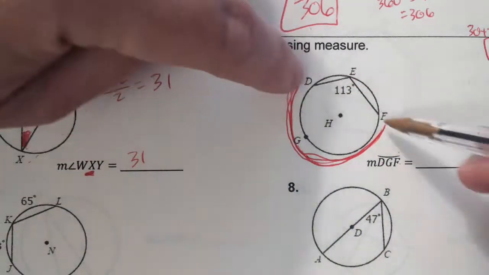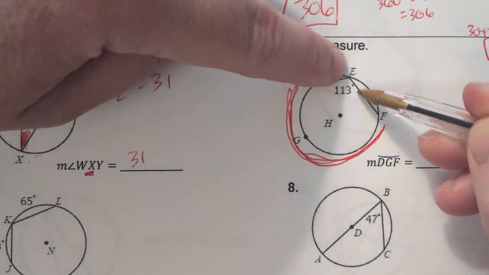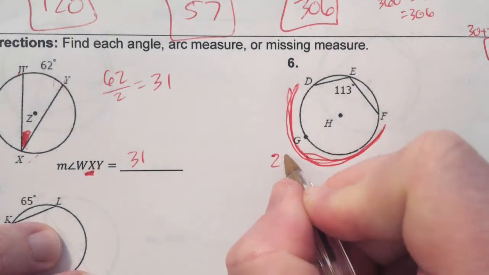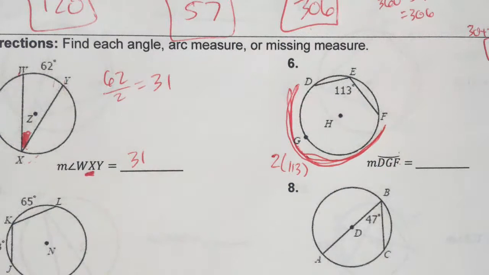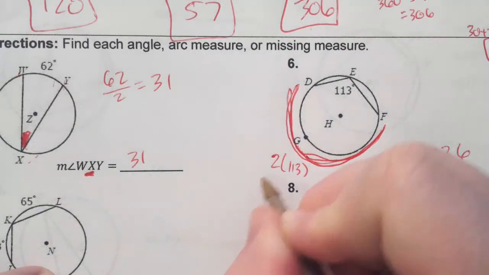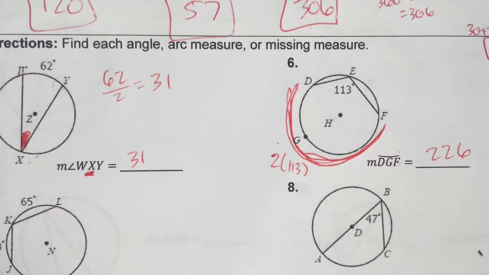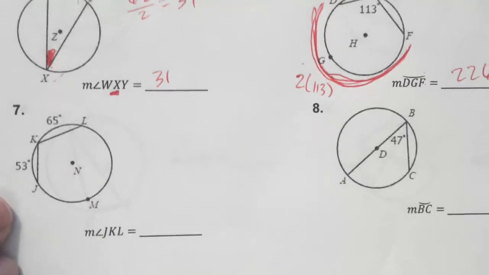That's the movie screen. So the projector is 113. So what would the screen be? We would basically do 2 times 113. So 2 times 113, and we pop out with 226. So we just multiply by 2, and we got 226. All right, let's look at number 7.